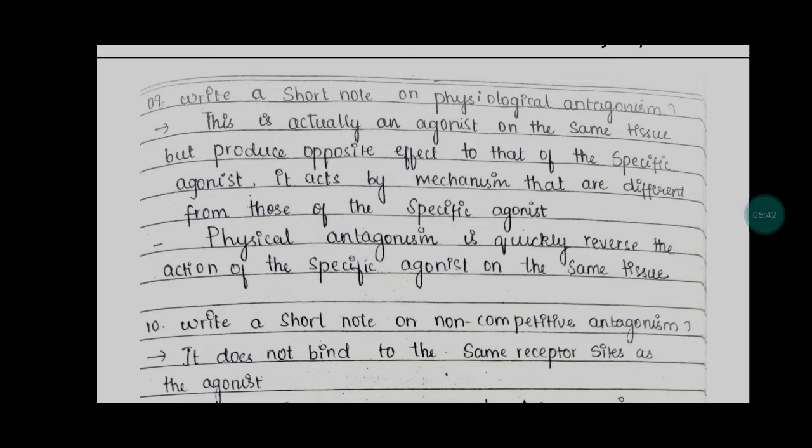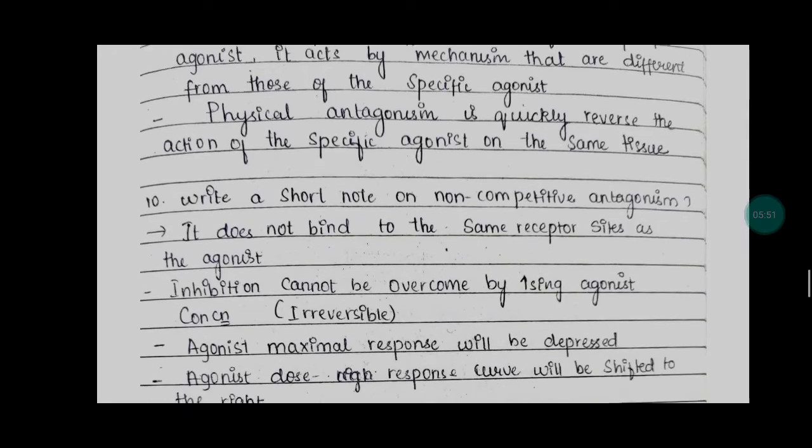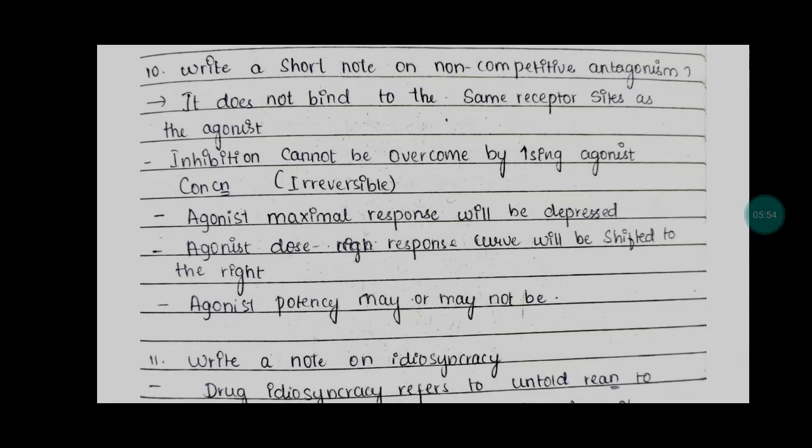Now question number 10, write a short note on non-competitive antagonism. It does not bind to the same receptor site as an agonist, and the inhibition cannot be overcome by increasing the agonist concentration, which is irreversible. So the agonist maximum response will be depressed, the agonist dose response curve will be shifted to the right, and agonist potency may or may not be affected.